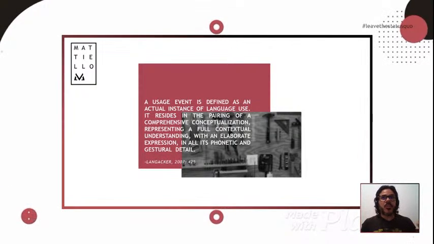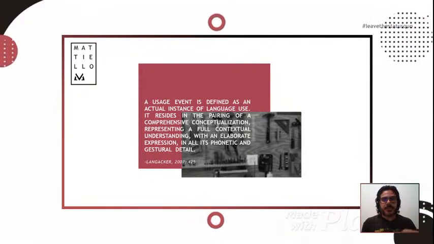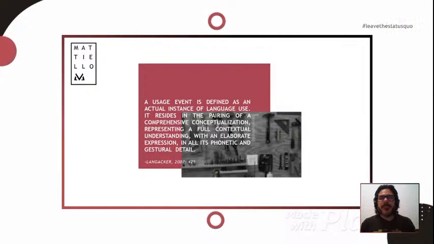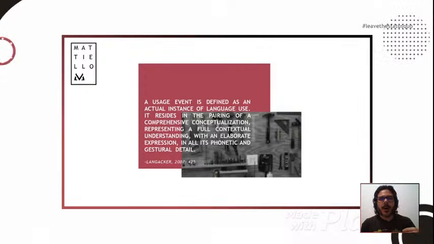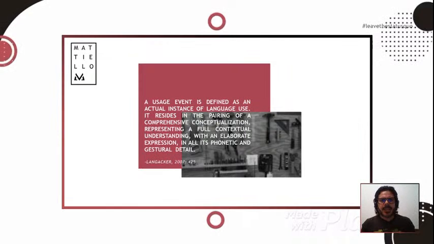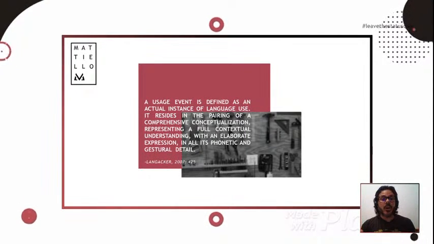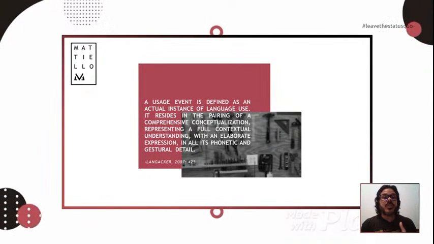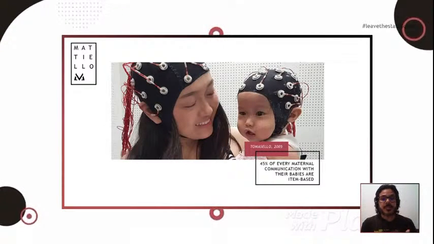Maybe the language is okay, but it's not very appropriate for the situation. Remember from the first crossing the T's episode, we talked about going beyond the language. That's the moment we go beyond the language. So usage is really important in this process.